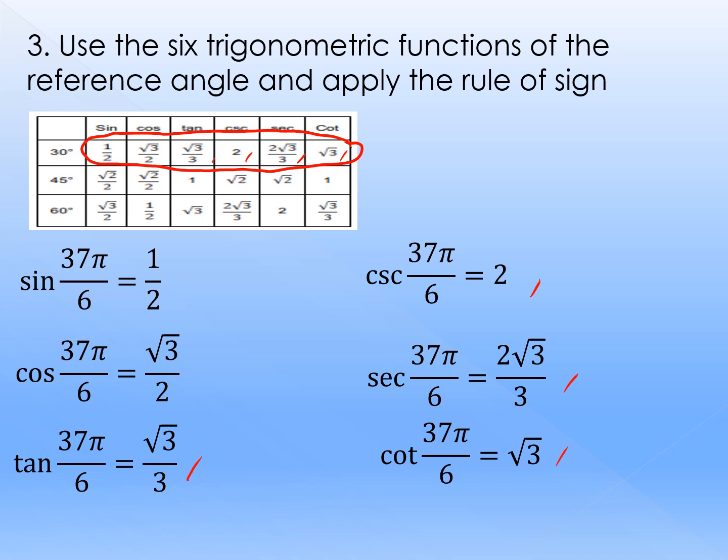After that, we're going to apply the rule of sine. In order for us to apply the rule of sine, we need to know in what quadrant 37 pi over 6 lies. The least positive angle coterminal with 37 pi over 6 is 30 degrees. Therefore, it falls in quadrant 1. In quadrant 1, the condition is that all trigonometric functions are positive. Therefore, these are the exact values of the 6 trigonometric functions of 37 pi over 6.